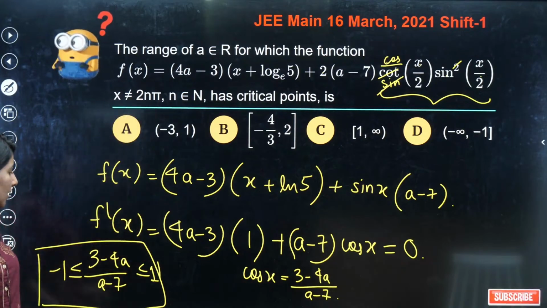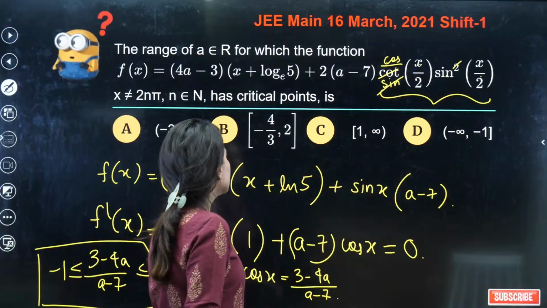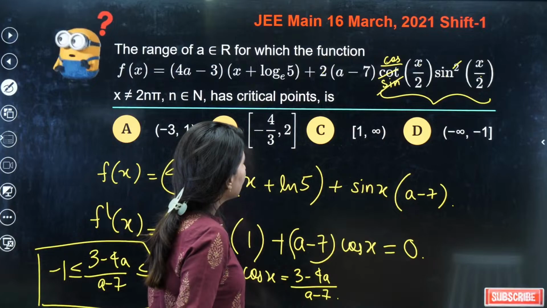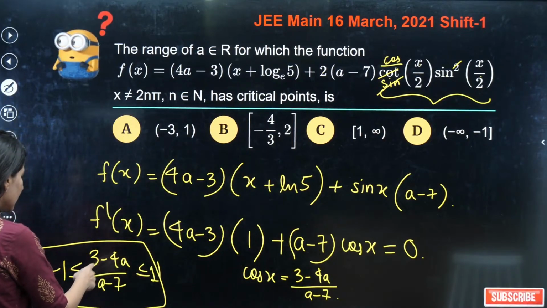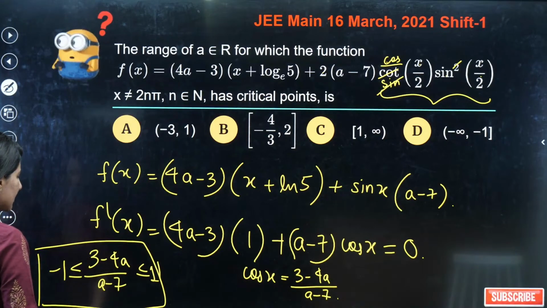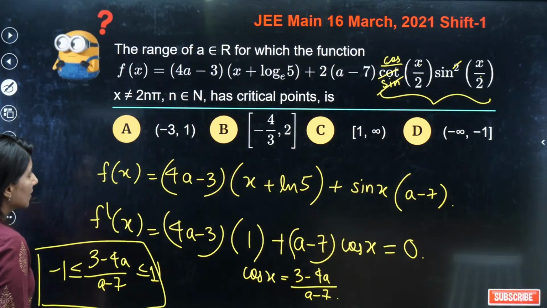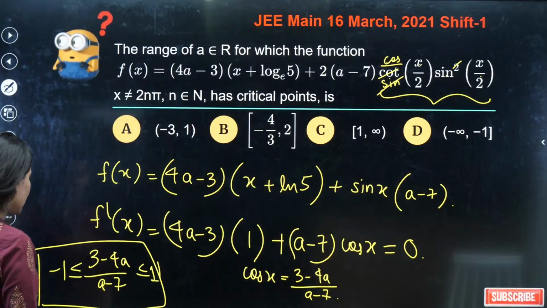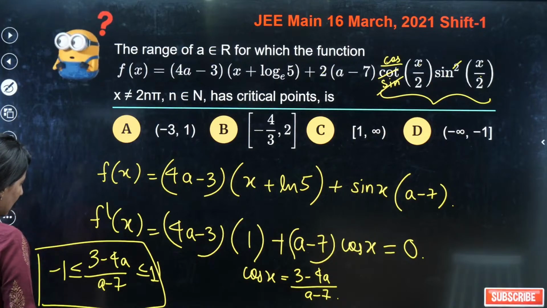So they are talking about the range of a only. So for that what we can do is we can check. The moment I put 0, what do I get by the way? I put 0, I get 3 upon minus 7, which is lying in this range. That means 0 could be your answer. And 1 we can check. So for 1 we are getting 3 minus 4, so minus 1, upon minus 6.